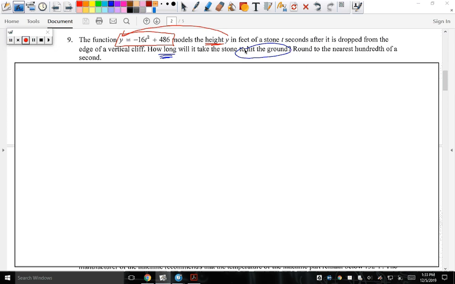Okay, so if we're trying to see how long, what is it that we're solving for? We're looking for t. We're trying to see what t will equal when y hits the ground. So what is y when it hits the ground? 0. So y is 0 when it hits the ground. So real quick, all I'm going to do is put in 0 in my equation where y is, and everything else is still the same. And our goal is to find the t that would make this hit the ground.